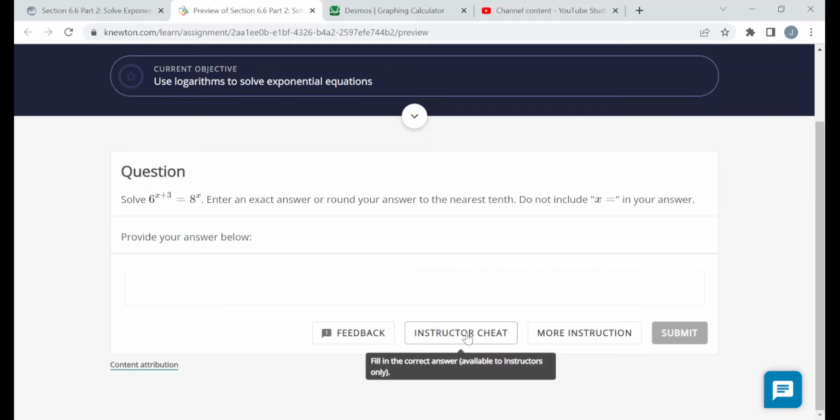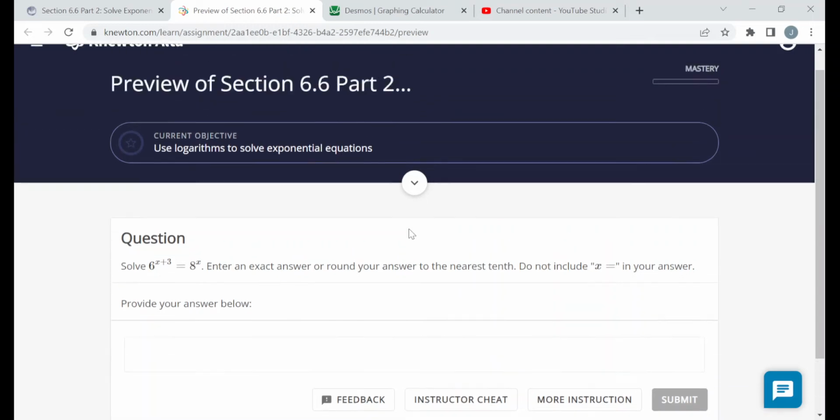You will not have this instructor cheat button, that's for instructors only. But you will have a more instruction button. If you're ever struggling with a topic or a question, click on this and you'll be taken to a page with further reading or videos to study. And then you'll be given questions related to that instruction. And completing those questions is another way to get you through and progress you through the assignment.